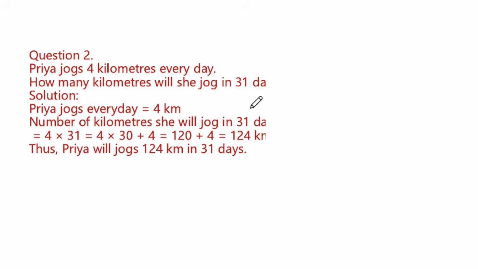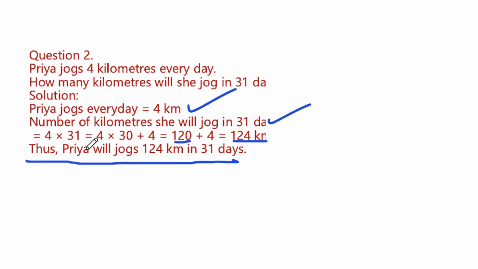Okay, like this you have to frame a sentence. So Priya jogs 4 kilometers every day. The number of days is 31. So what they have done, 4 into 31, as I stated, is 4 into 30 plus 4. So 4 into 30 is 120, plus 4 is 124 kilometers. So you have to complete the sentence like this: Thus Priya will jog 124 kilometers in 31 days.